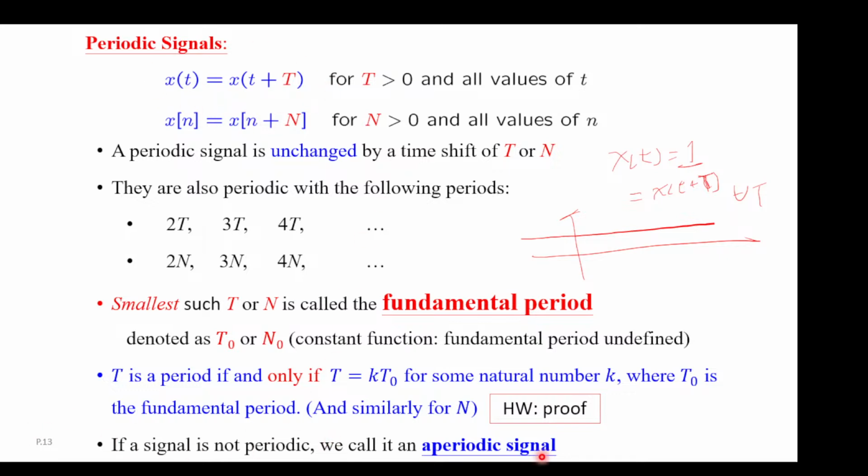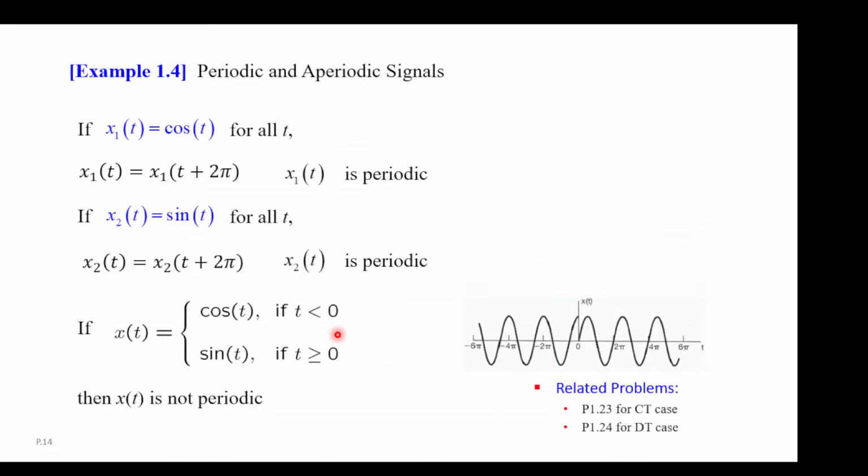And if you are not periodic, it's just called aperiodic. Okay. Any questions so far? We have quite a big concept. So we define the period, and we define the fundamental period, and we say there are a lot of periods for a signal, actually an infinite number of them, but they are all integer multiples of your fundamental period. Okay, and so let's see more examples.